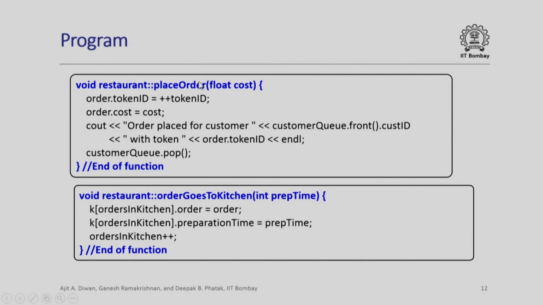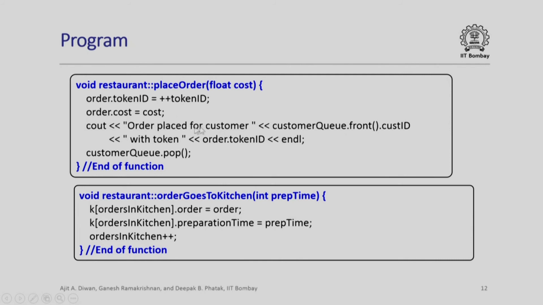Next, let us look at placing the order. Here again there is a token number that is allocated to every person who places an order. The base is 1000 if you recall. So, every time an order is placed, the order token ID will be 1001, 1002, 1003, etc. Every time this function is called with a parameter of cost, all that we do is order.cost is set to cost, and order.token ID is set to the next ID.